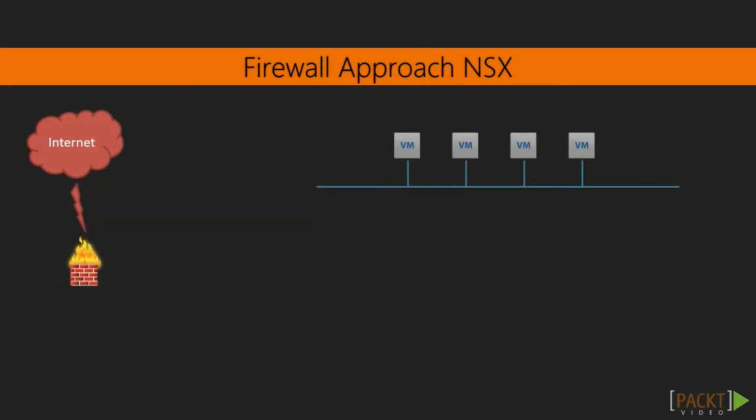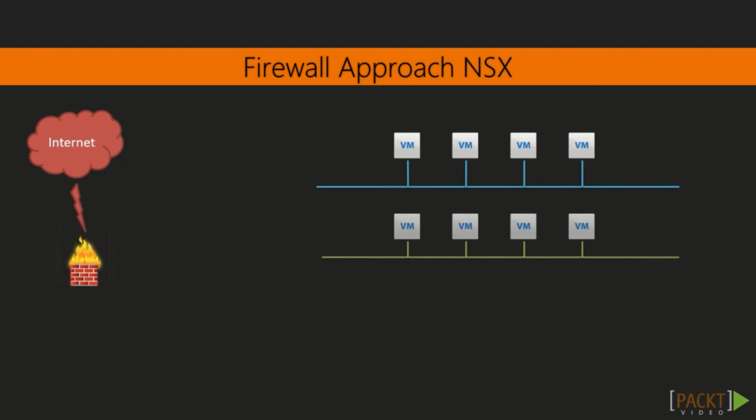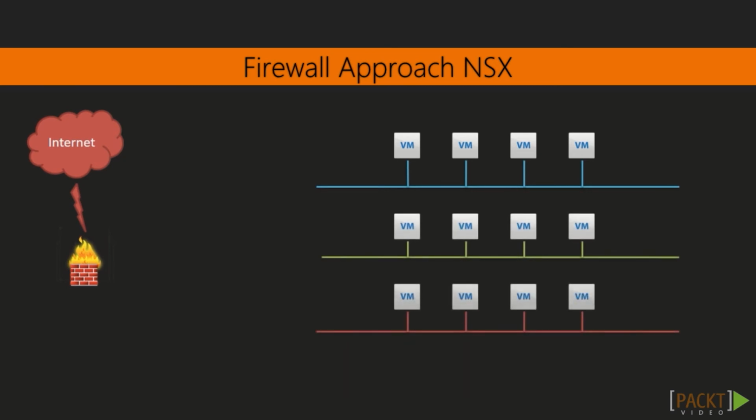Let's cover the firewall approach within NSX. Again, we have the internet and a physical firewall box, and we created 3 IP subnets with a couple of virtual machines. So the easiest approach, or what we have done in the past, was the following. We just connected all these networks to the physical firewall using VLANs, and each of the virtual machines had the physical firewall configured as their default gateway.